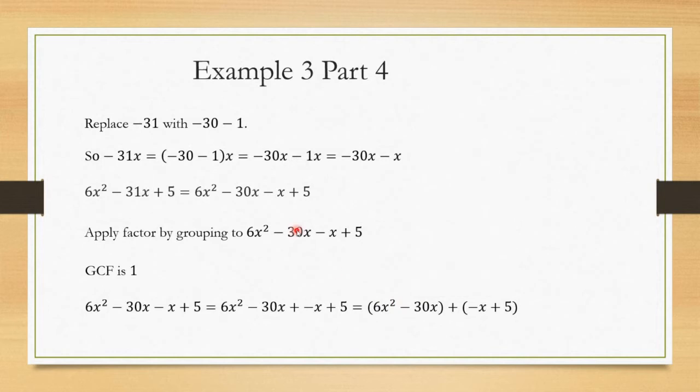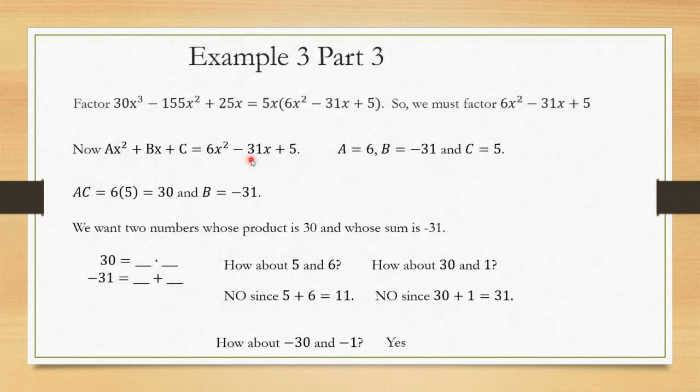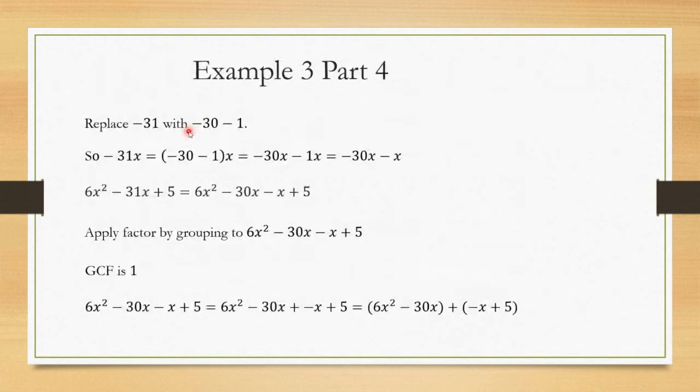Okay, that's awesome. So what do we do? Well, it's just like before. That sum, we're going to replace B by. B is negative 31. We're going to replace negative 31 with negative 30 plus negative 1. That's what I'm doing here. So negative 31 is negative 30 minus 1.